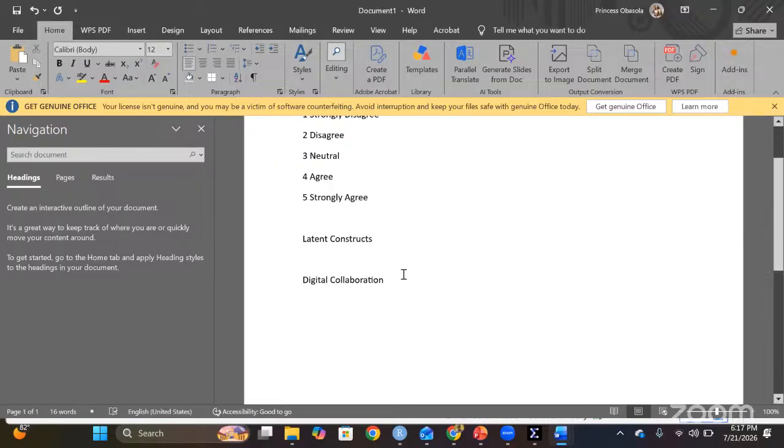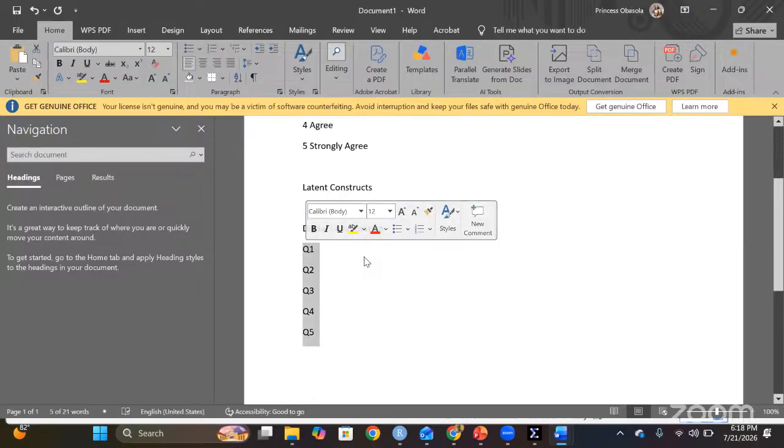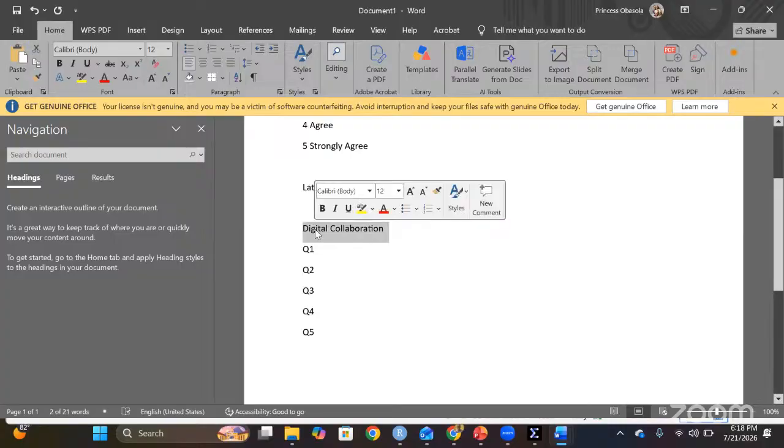So to now measure digital collaboration, we have to ask about 5 to 6 questions. So we ask question number 1, question number 2, question number 3, question number 4, question number 5, to see how people are answering those questions. Then whatever their response to those questions is, we would either sum those up or average those. That would then form the definition of our constructs.